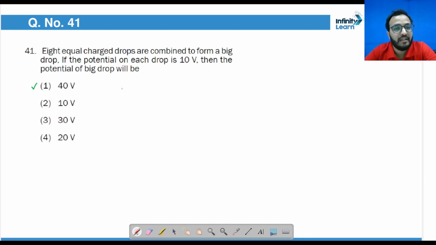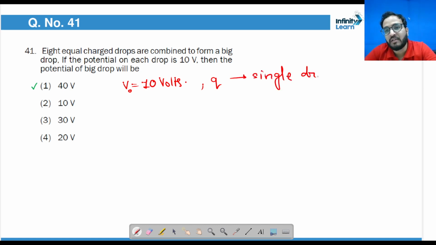Now this is simple. 8 small drops have got potential 10 volts. Right. How many drops are there? 8. So by volume conservation we will say that every drop contains the charge q, let's say, right? Every single drop, we are talking about a single drop. Now let's move ahead.